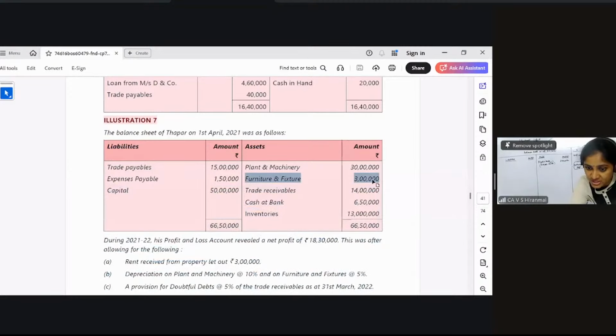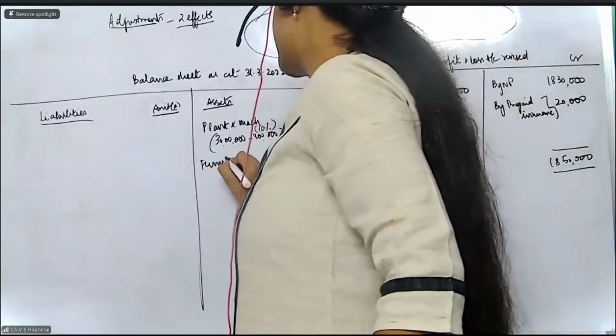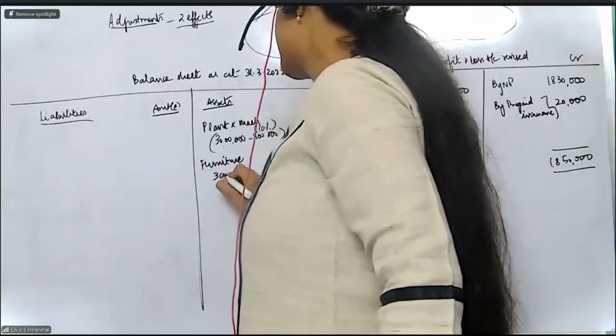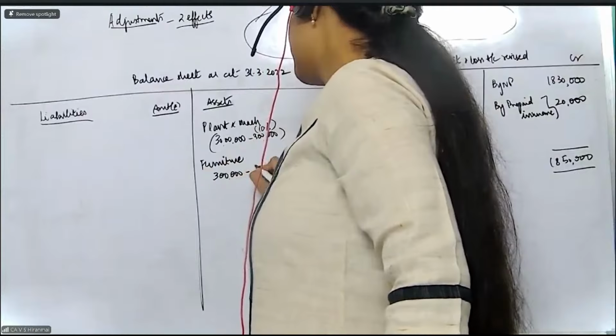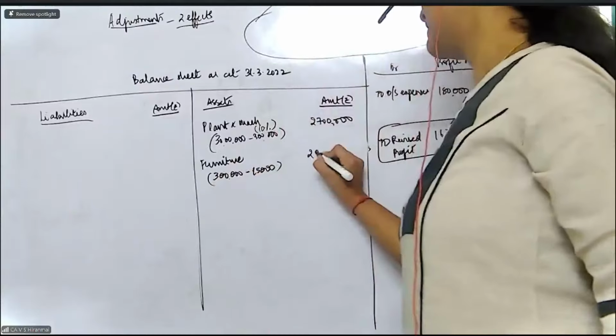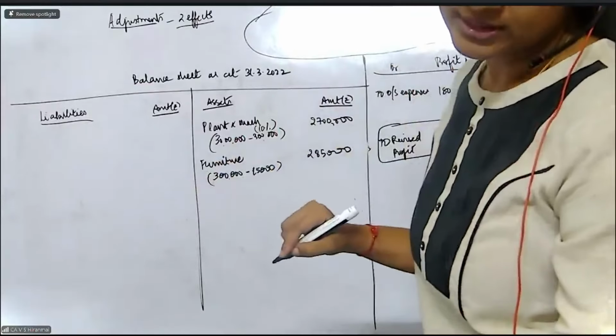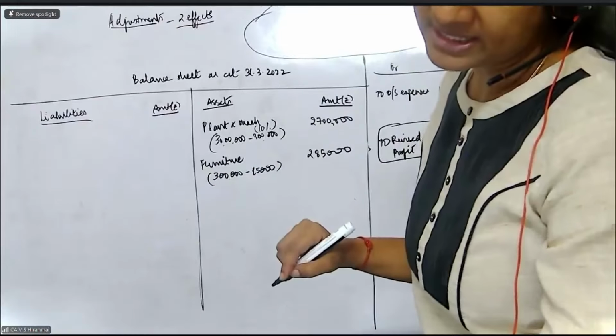The second one, all of you please see here. Furniture and fixtures are there. How much are the furniture and fixtures? 3 lakh. But on that, how much is the depreciation? 5%. So, for furniture, I will be taking 3 lakhs into 5%, which gives me 15,000. So 2,85,000. This is the value. Clear everybody? On 3 lakhs.